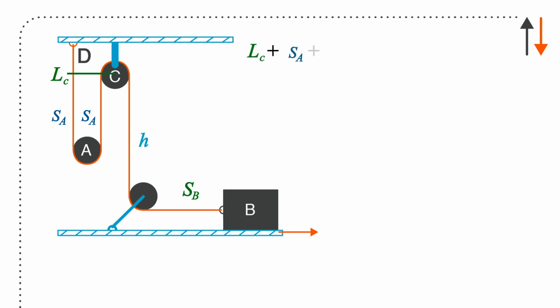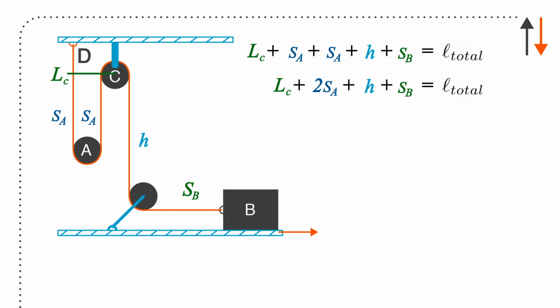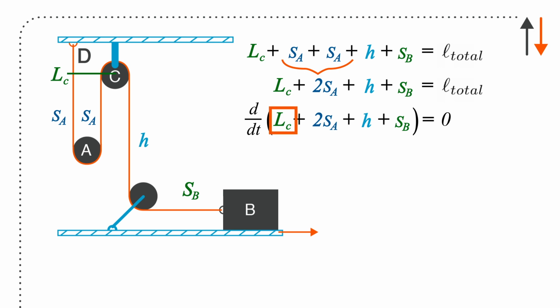Length C plus SA plus H plus SB plus these sorts of three values of constants. It's the length total. I can combine them, and I end up with this relationship here. Now, if I take the derivative of that, I have the derivative of a constant length and a constant length, and when those terms go away, I only end up with these two expressions, SA dot and SB dot. So SA dot is equal to minus 1/2 SB dot.